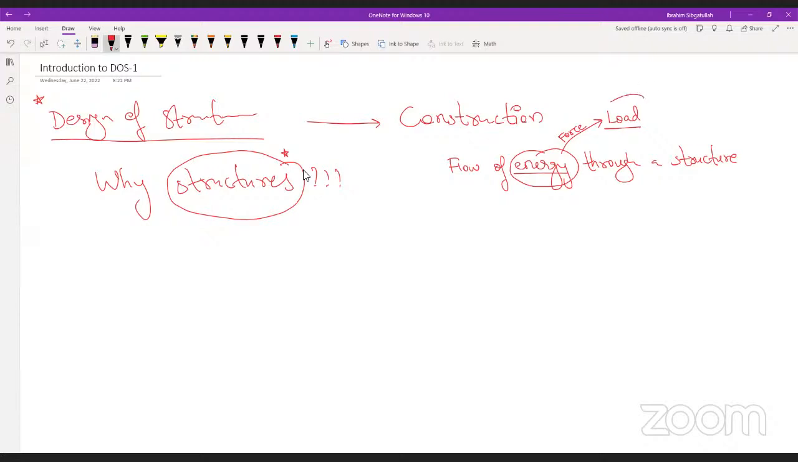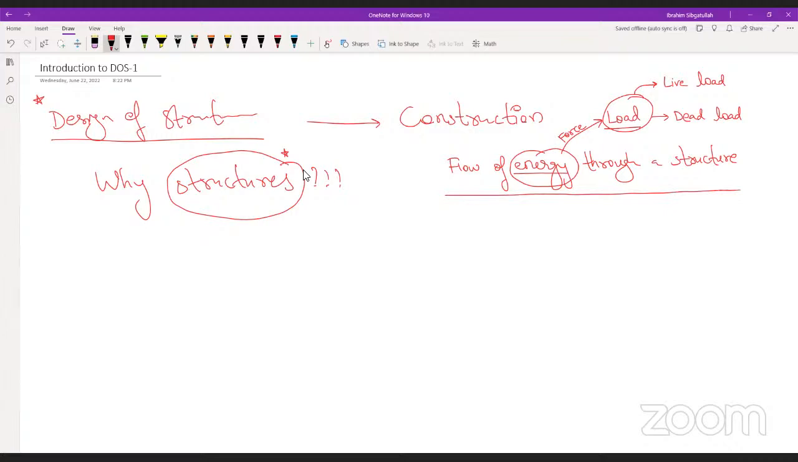Now that I have talked about load, let's try to understand the different types of loads we have. Basically, we have two types of loads. One is live load, and another is dead load. What is live load? What is dead load? How are these loads getting generated? We will be learning that in the next few minutes. So why exactly are we learning structures? To understand the flow of energy through a structure.